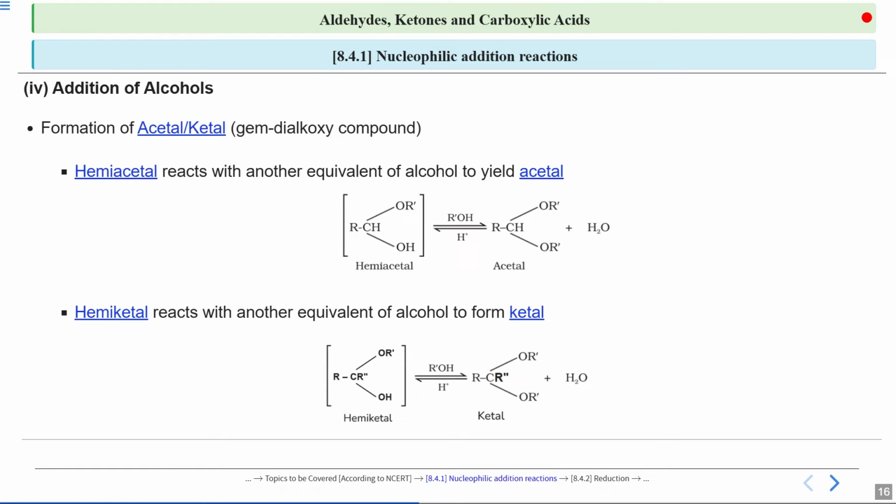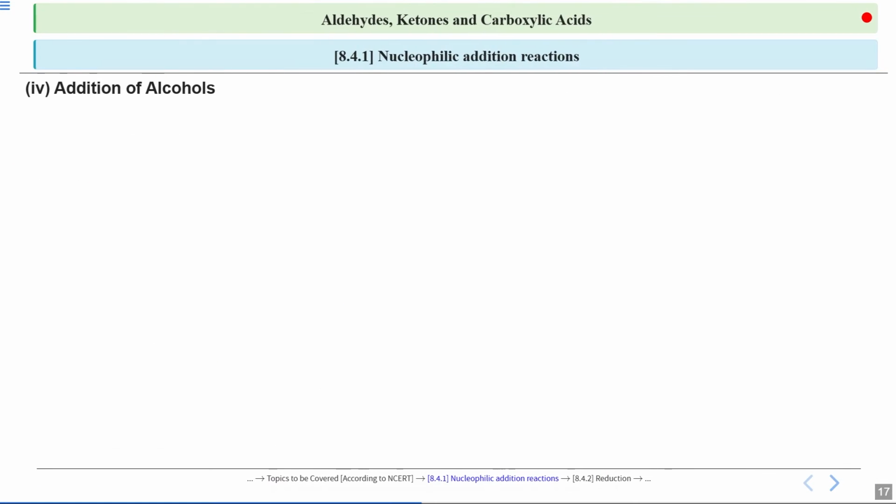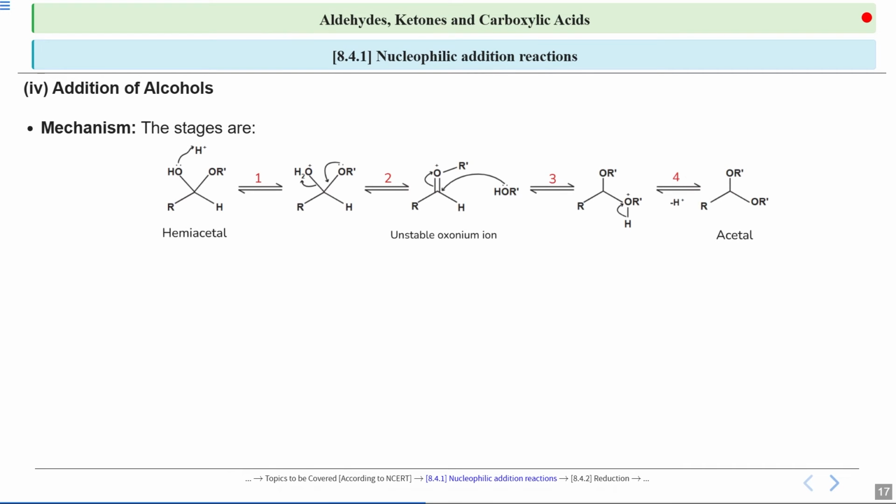So look at this image. It is a hemiketal. When you react it with another equivalent of alcohol, you get a ketal. That is, two OR groups get attached to the same carbon and water is released. Now we will see the mechanism of the formation of acetal and ketal.